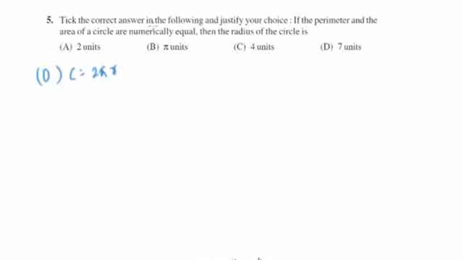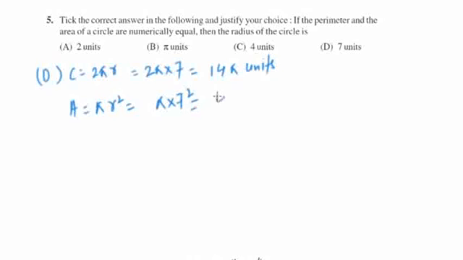Now let's take the radius as 7 units. So it will be 2 pi into 7, which is same as 14 pi units. Now let's find the area, that is basically pi r square, which is same as pi into 7 square, or we can say 49 pi square units. So as we can see that numerically they are different, 14 pi and 49 pi. So for radius 2, the perimeter and the area of the circle are numerically equal.